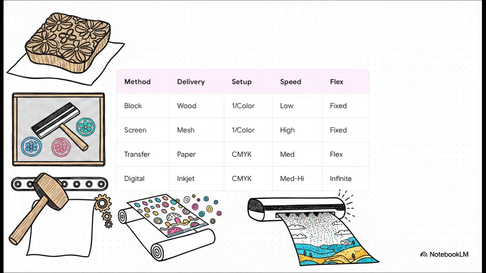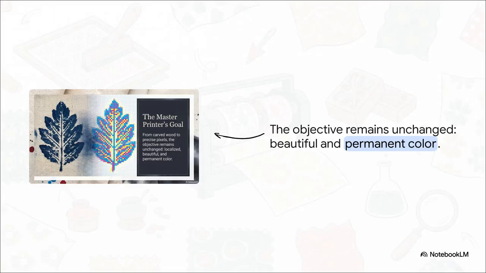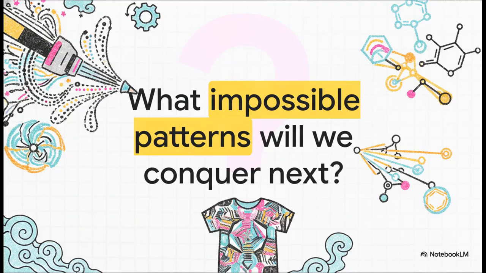But ultimately, whether a master printer is carefully placing an ancient carved wooden block in 12th century India or configuring microscopic computer-guided inkjet nozzles today, their fundamental objective remains completely, beautifully unchanged. They are all seeking localized, beautiful, and permanent color. We've seen how chemical thickeners, steam fixation, and sheer mechanical ingenuity solve the complex problem of bleeding dye, but it really makes you wonder, doesn't it? As technology evolves completely past the need for physical setup, as digital nozzles get faster and chemical bonds get stronger, what new, seemingly impossible patterns will the master printer conquer next?